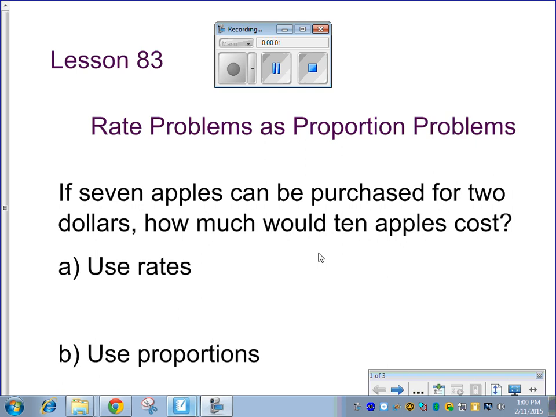Okay, so two ways you're going to solve, and you have to do both ways. The book will ask, use rates and use proportions. Rates, you guys should be really familiar with, and even proportions. It's not that bad. We've done it before.